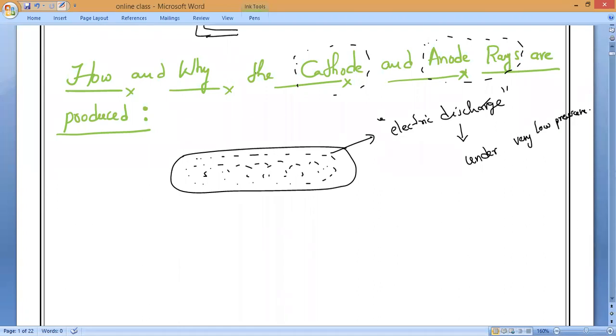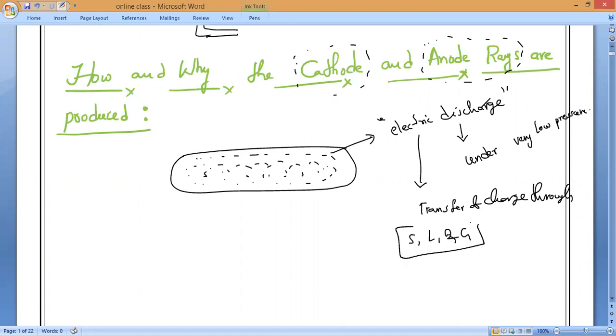So why are these cathode and anode rays produced? Whenever there is electric discharge... how many of you know what we mean by electric discharge? If you don't know, I will say. I already told you just now, but can I say once again? Electric discharge means transfer of charge through solids, liquids, and gases. In class 8, in the chapter on some natural phenomena, you will get what electric discharge is.